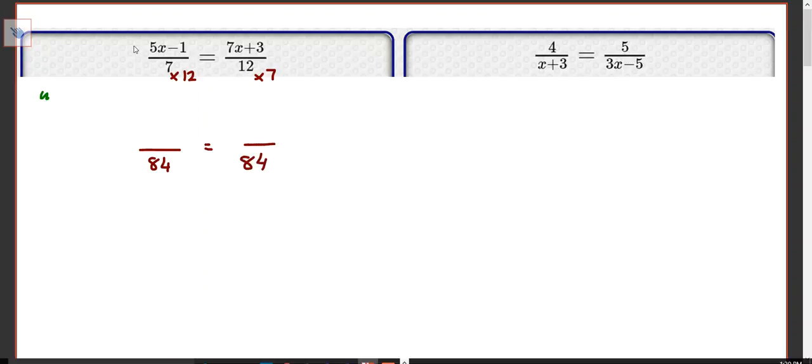Right, so then I have to multiply the top as well. Have to multiply the top by 7. So then we get 12 times 5x's. 60x minus 12. Okay, and the other side would be? 49x plus 21.